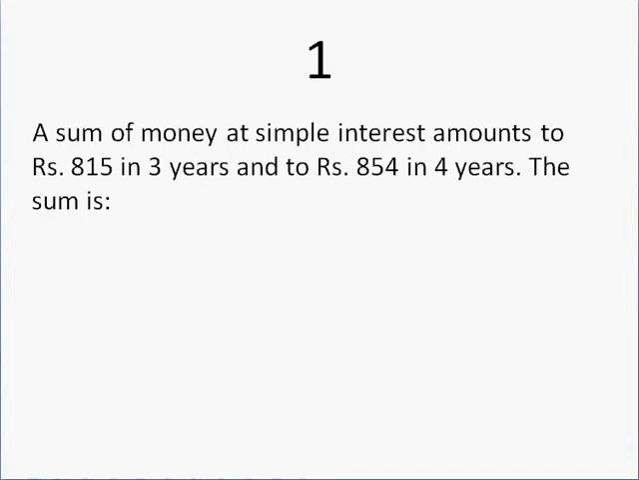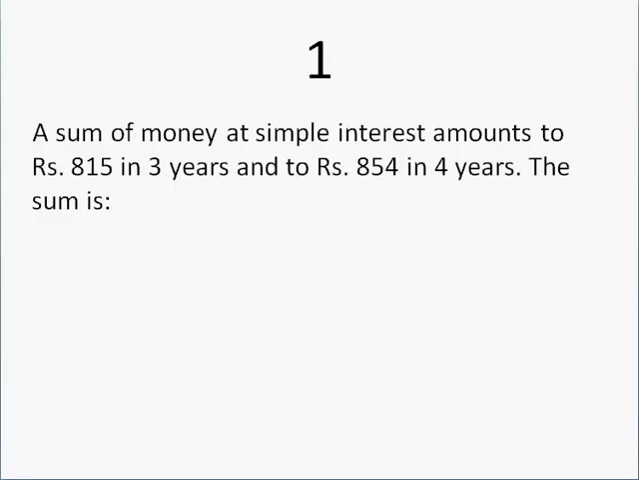After 3 years the total money is shown as 815, right? So you can calculate the simple interest for 3 years, then subtract it from 815, and you will get the principal. Let's do it. You would be more clear if we do it here. So look carefully.